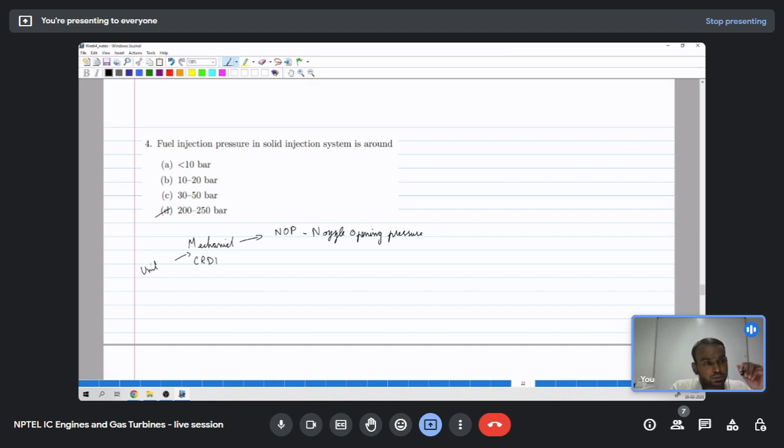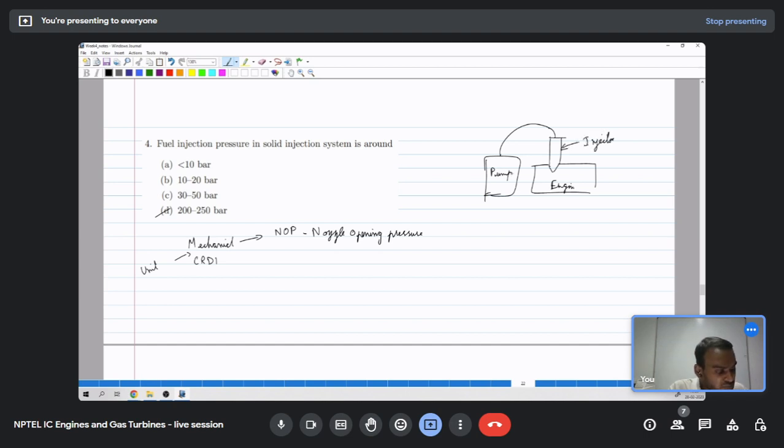So nozzle opening pressure: there will be a pump which will deliver high pressure to the injector, and this is put in the engine, right? And this is the injector.